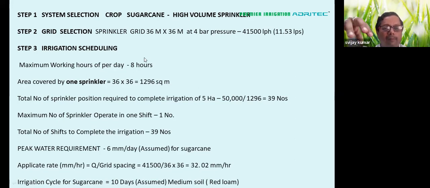Now, the peak water requirement we are assuming is around 6 millimeters for sugarcane, and the application rate, as I already explained, is around 32 mm. The irrigation cycle I am keeping at only around 10 days, because this is a medium soil or red loamy soil, where the number of days can be extended a little.